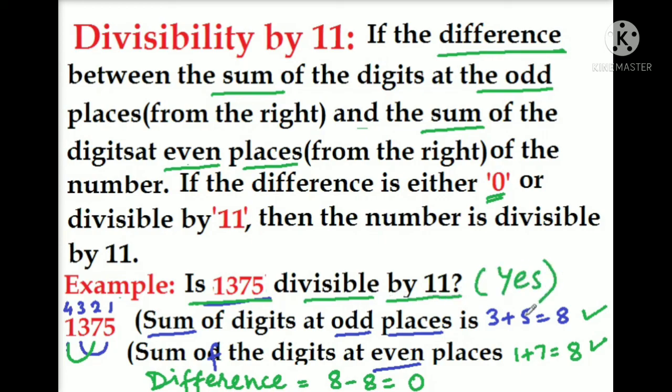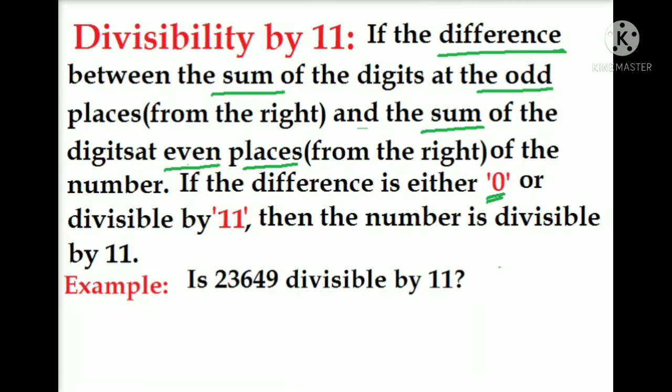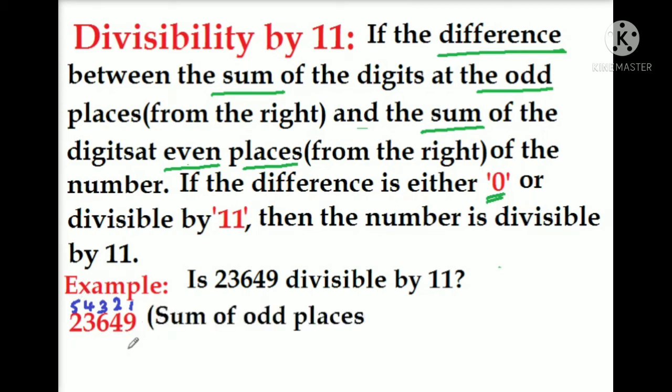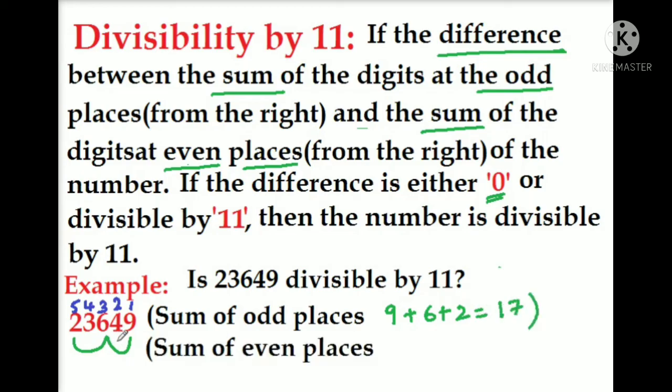Let's do next example. Is 23649 divisible by 11? Let's put 1, 2, 3, 4, 5 over the digits from right hand side. Sum of odd places. At odd places we have 9 plus 6 plus 2. So we'll add 9 plus 6 plus 2 is equal to 17.